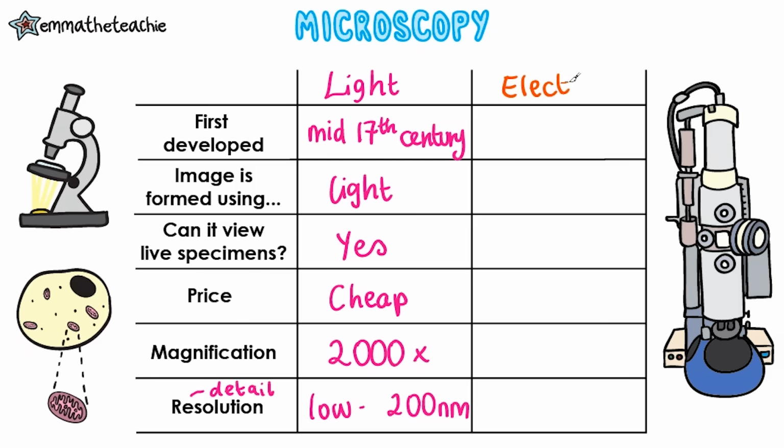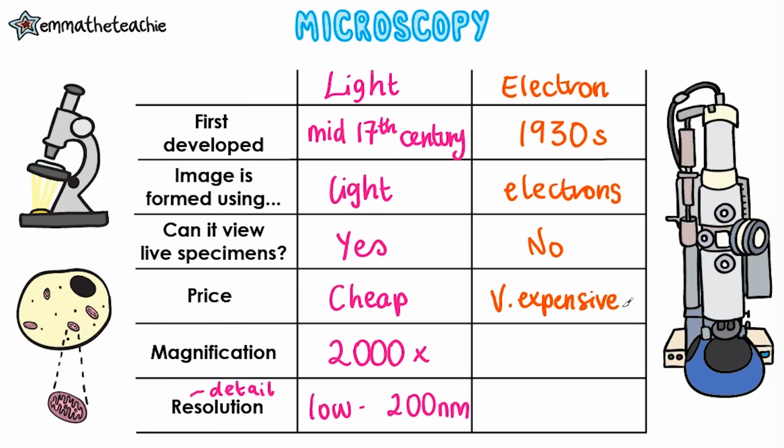Now let's look at the electron microscope. It was developed by scientists in the 1930s, and it uses electrons to form an image. It does this by firing electrons through the specimen, which means that the specimens must be dead first. So it can't be used to view living specimens. It's a very expensive microscope, and it has a lot of conditions that it needs to be kept under.